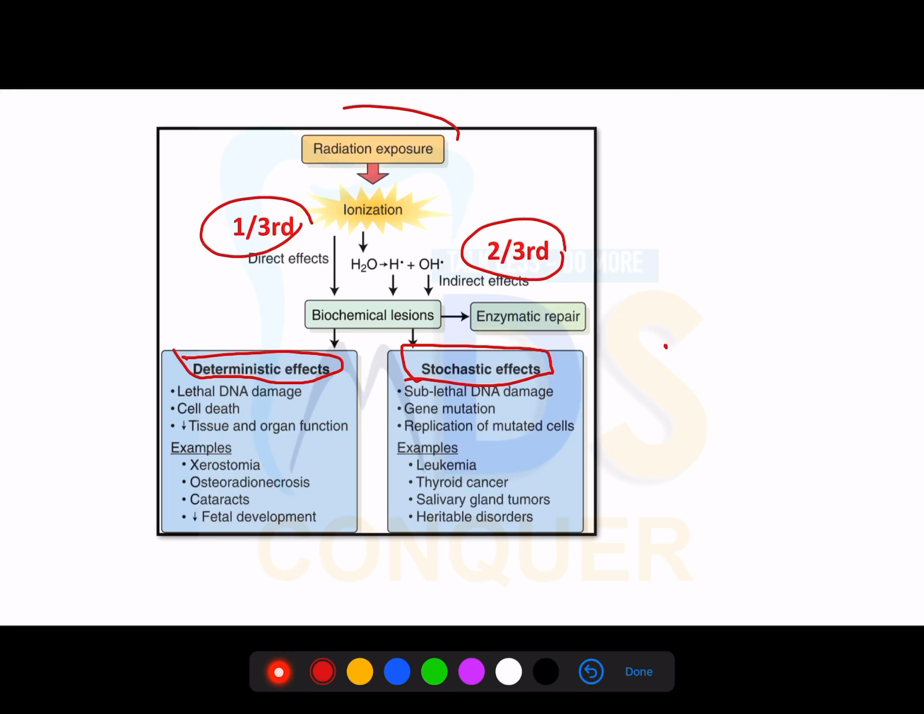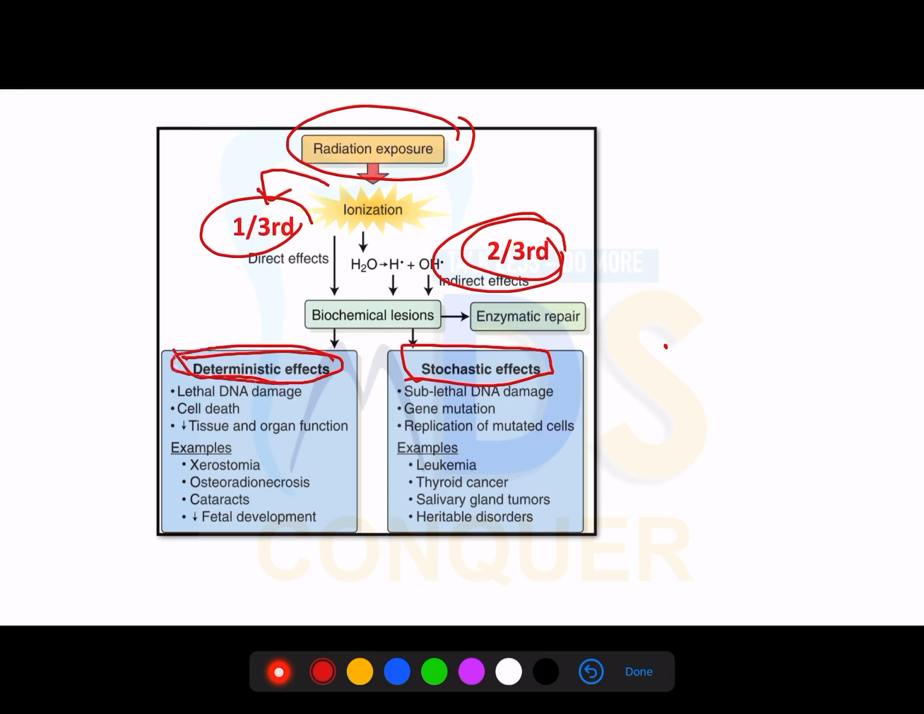Okay, so in the complete radiation exposure or ionization, 1/3 of the effects will be direct effects, whereas 2/3 of the effects are indirect effects. The 2/3 indirect effects are nothing but the hydrolysis of water, which is also called the radiolysis of water.